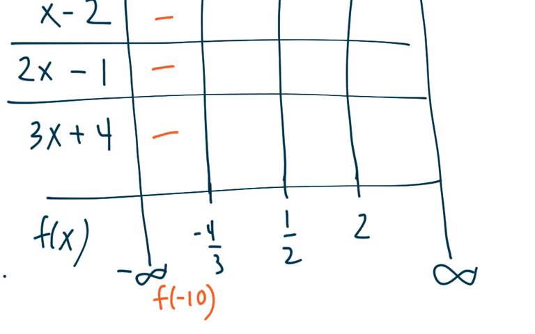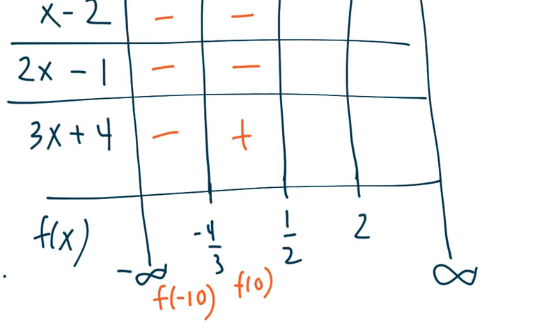But if I had plugged in, I don't know, -3 or -2, I might have had to really think, oh okay, 3 times -2 is -6 plus 4. Okay, that's negative. So you're just trying to make this easy on yourself, which is why I'm going to plug in 0 for this interval because it's between -4/3 and 1/2. 0 minus 2 is negative. 2 times 0 minus 1 is negative. 3 times 0 plus 4 is positive.